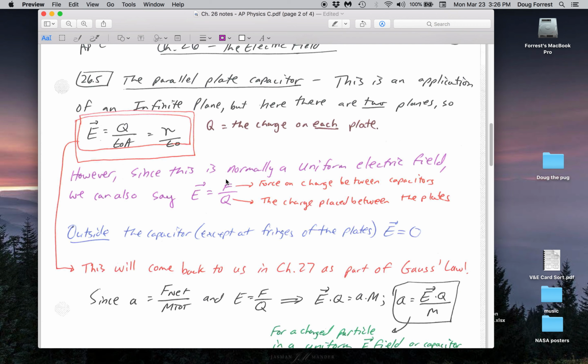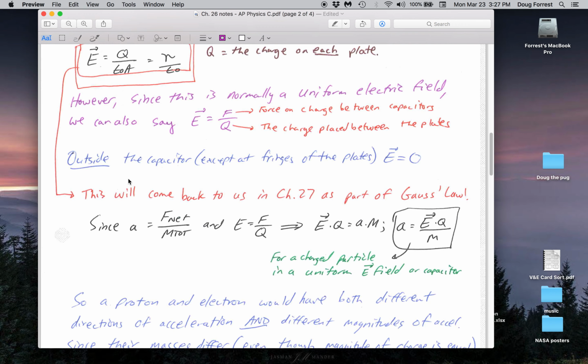So here, if we normally have a uniform field in a capacitor, we'd go back to the general formula for electric field: force on a charge between the plates divided by the charge placed between the plates. So this gets you the net force on something. This is actually kind of important. And by the way, this formula, which looks a little different than Gauss's law, but is really similar to formula E3 in your formula sheet. And so this does relate back to Gauss's law. And if you forget this, it's formula E3.